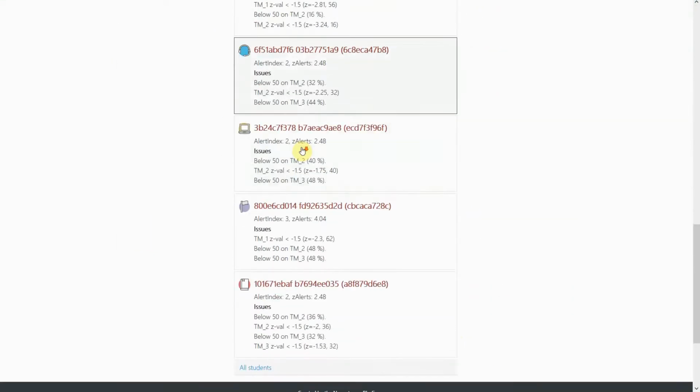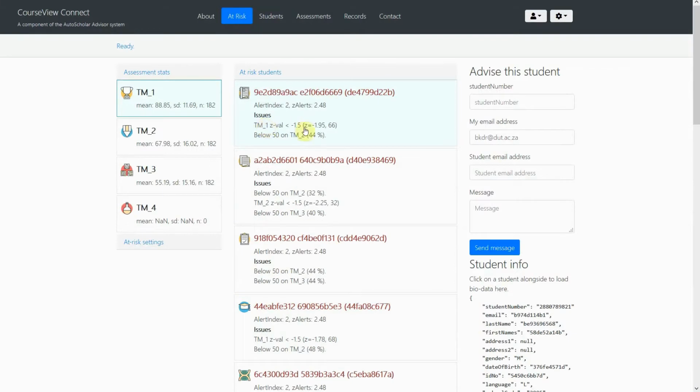In the center, we are presented with a list of at-risk students in the course. This has been determined by evaluating a set of criteria which help identify specific issues. Each issue detected raises an alert, and an unusually high number of alerts classifies a student as being at risk. Alerts are of two types, being a low mark on an assessment, or a low mark relative to the performance of the other students.